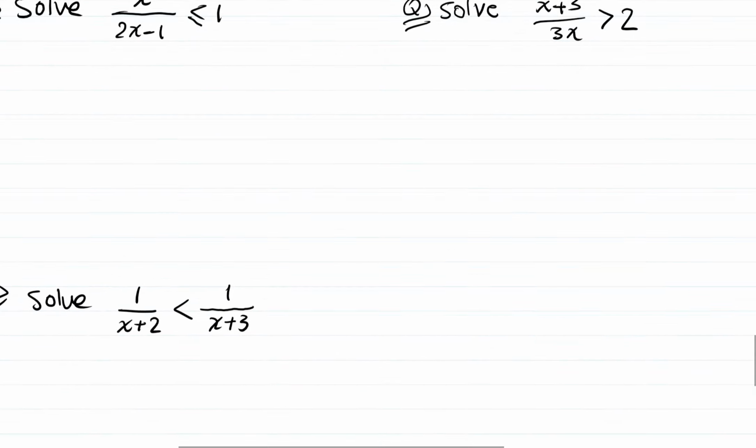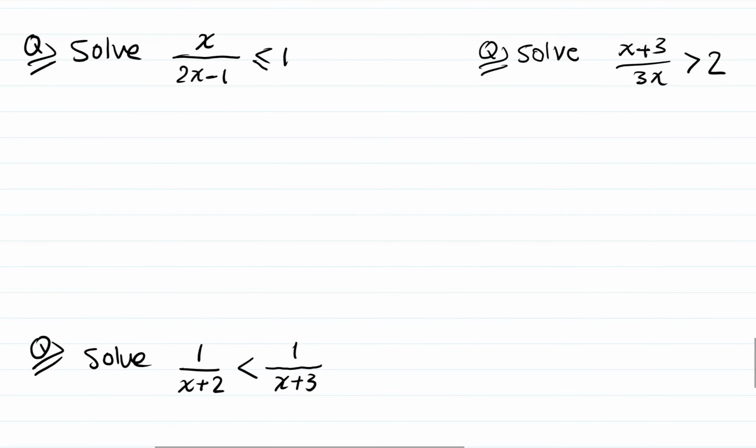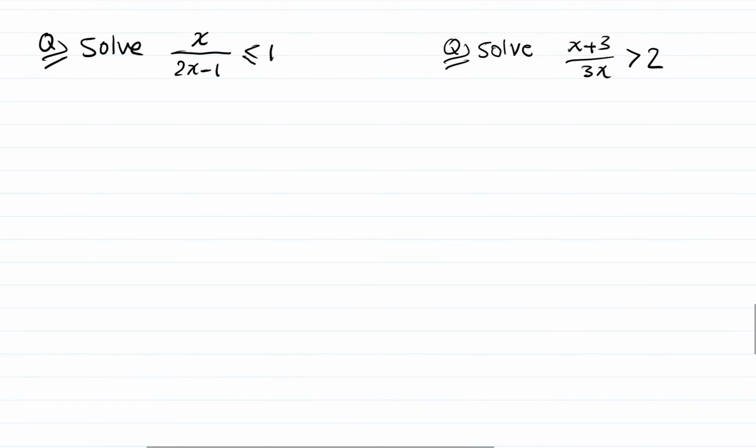We have these questions, let's solve them one by one. First question, students: solve x over 2x minus 1 less than or equal to 1. Students, what was the first step? We were moving everything to one side, so let's move 1 to the other side. We get x over 2x minus 1 minus 1 less than or equal to 0. The denominator of the 1 is how much? It is 1, so you need to find a common denominator.